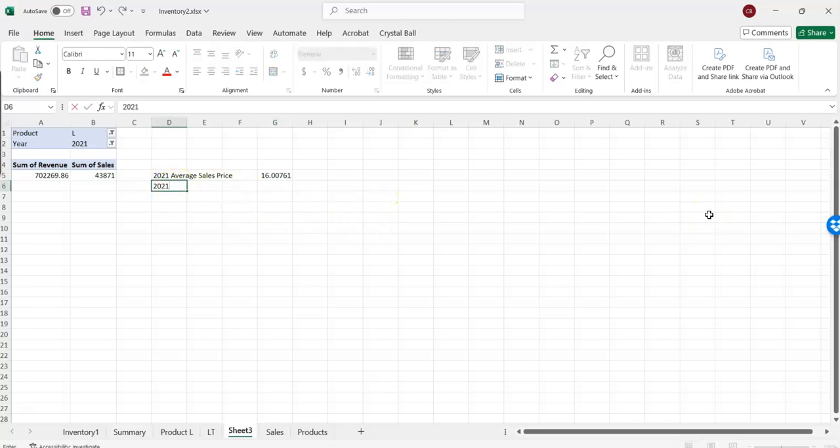Now, we've said that we expect the average sales price was going to increase by 10% in 2022. So in other words, we expect that 2022 average sales price will be the 2021 price times 1.1, an increase of 10%.